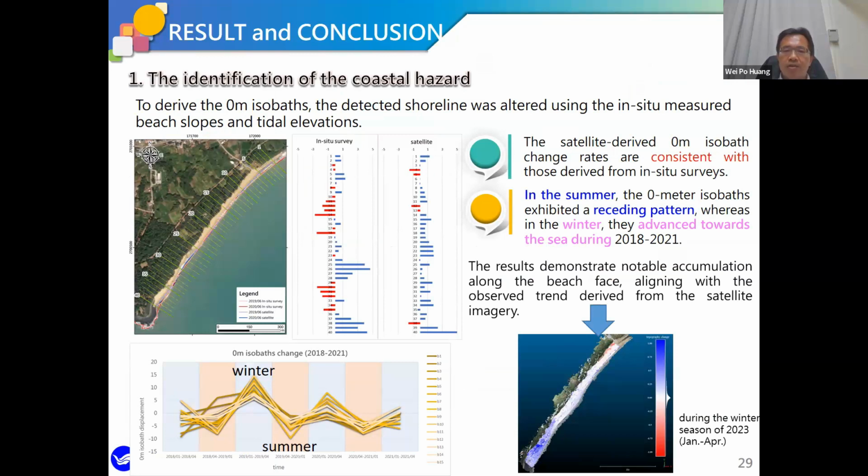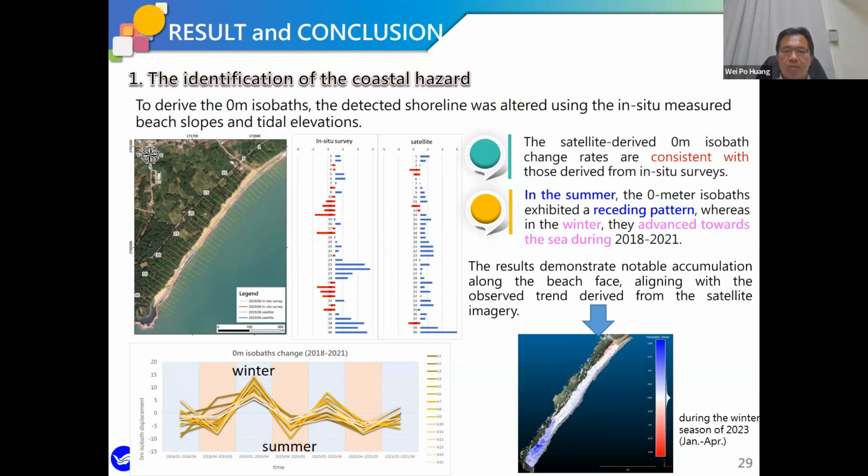Initially, the detection of shoreline changes from satellite imagery is performed, and to establish the 0-meter isobase, adjustments are made by using in situ measurements of beach slopes and tidal elevations. The change rates of the satellite-derived zero-meter isobase are found to be consistent with those derived from in situ surveys, validating the feasibility of estimating zero-meter isobase from satellite images.